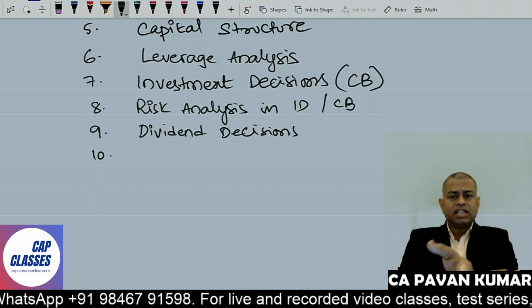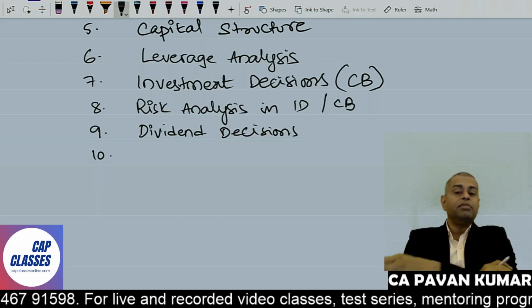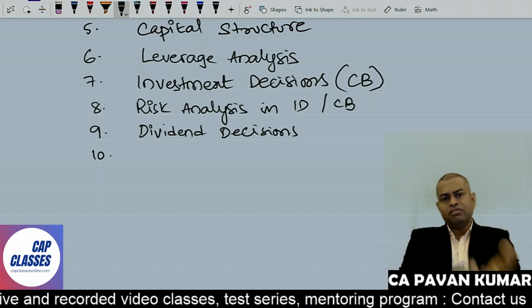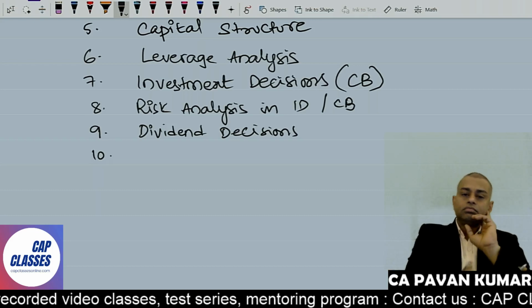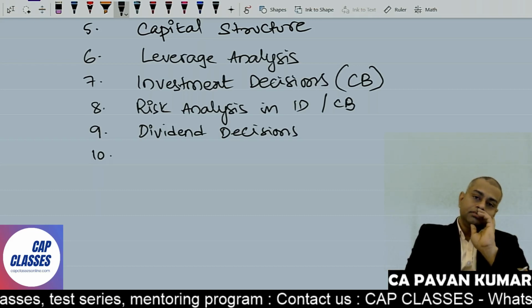So Vedanta announced yesterday a 1750% interim dividend. And this is the third time they are announcing in between 2 years. There can be a final dividend, there can be an interim dividend. Companies pay dividends, right? Isn't it?